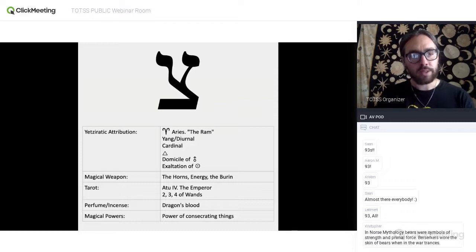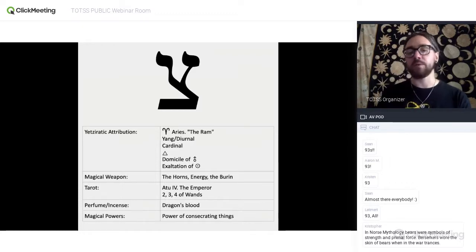All right, so Crowley lists a few magical weapons here. First, he's got the horns. Now, horns have an obvious connection to the ram, which is what Aries is. I'm not sure what he envisions as the horns as an actual magical weapon, like something that a magician would actually wear. I'm not clear on exactly what he had in mind there, but the idea of the horns of the ram makes a lot of sense for Aries and for this sign.